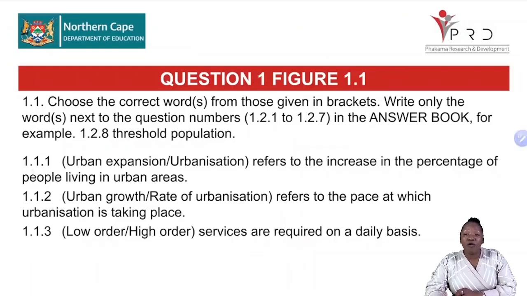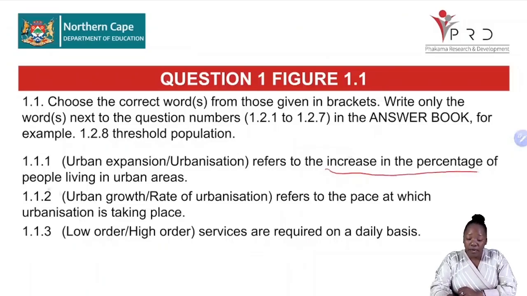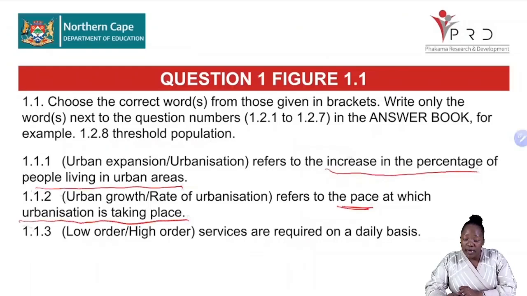So starting with your 1.1.1, refer to the increase. We are looking into the increase in the percentage of the people who are living in the urban areas. Then your second question, it refers to the pace. So it's the pace at which the urbanization takes place. And then your third question, the low order or your high order services are required on a daily basis. So the question is talking about the services that are required on a daily basis.